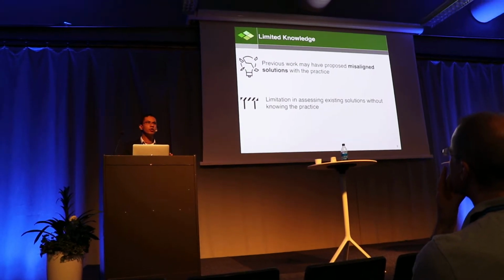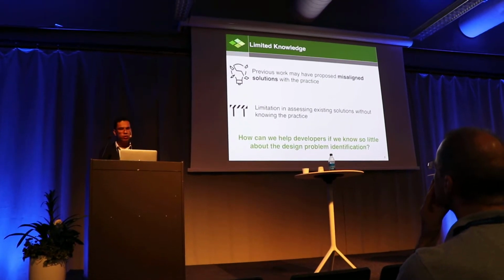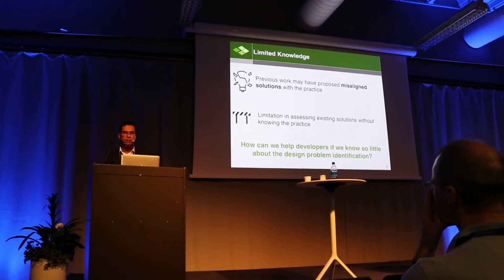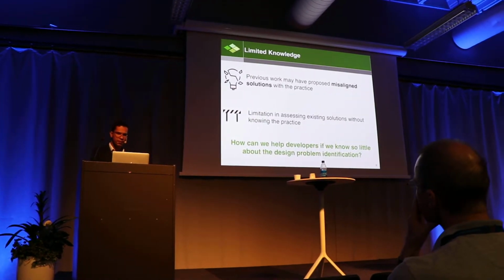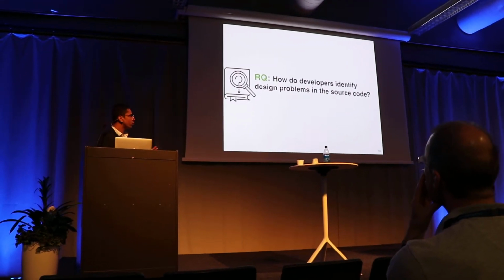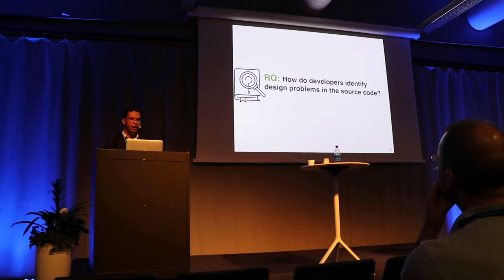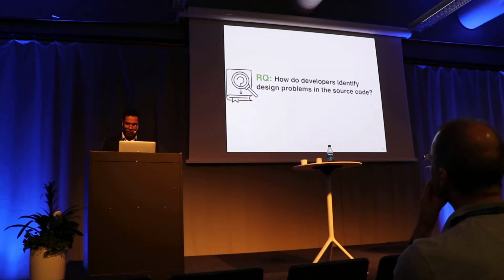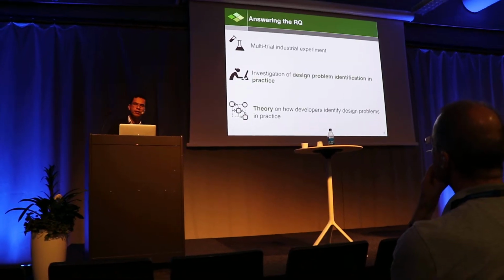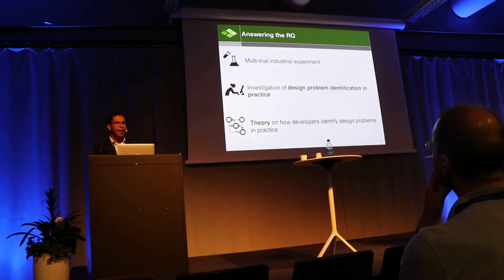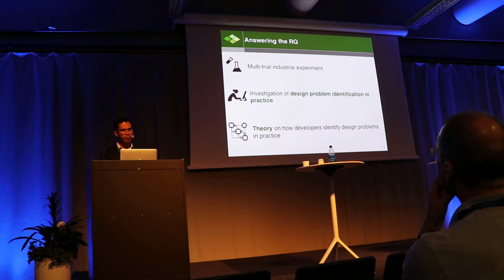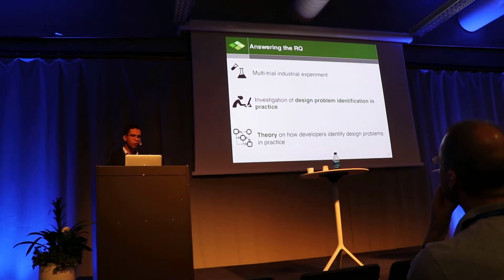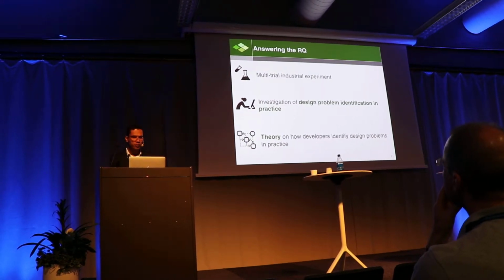So, how can we hope to help developers if we have such limited knowledge about how they conduct the identification of design problems in practice? To tackle this problem, we created our research question, intended to understand how developers identify design problems in the source code. To answer this research question, we conducted a multi-trial industrial experiment in which we investigated how developers identify design problems in the source code. And as a result, we came up with a theory that explains this process.